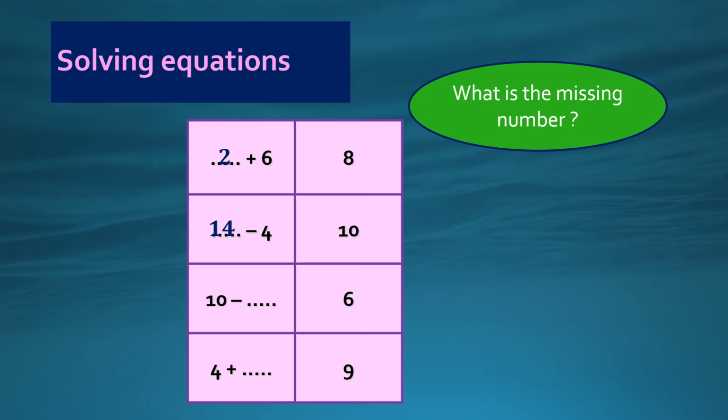The third one, 10 minus what will be equal to 6? What is the number? If you take it from 10, you will get 6. Yes, this number will be equal to 4, and 10 minus 4 equals 6. The last one, 4 plus what will be equal to 9? That means, what is the number? If we add 4 to it, you will get 9. Yes, this number will be equal to 5, because 4 plus 5 will be equal to 9.